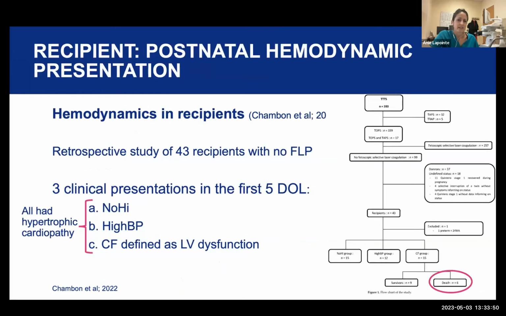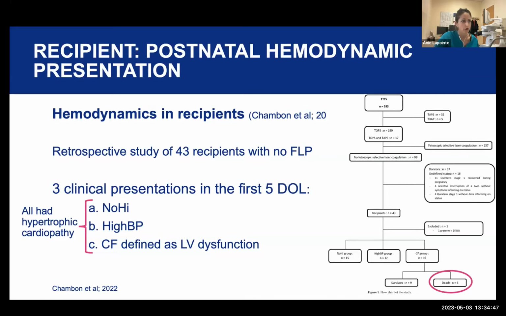Recently, a European group published a paper on hemodynamics after birth in recipients. It was a retrospective study of 43 recipients with no laser therapy in utero, and they described three clinical presentations in the first 5 days of life. The first group were recipients with no hemodynamic impairment. The second group were recipients with isolated high blood pressure. And the third group was recipients with cardiac failure, defined by LV dysfunction. All of them had hypertrophic cardiomyopathy, and the mortality was mainly in the cardiac failure group. The incidence was 40% of the recipients in the cardiac failure group.